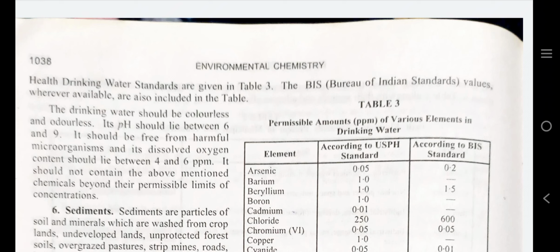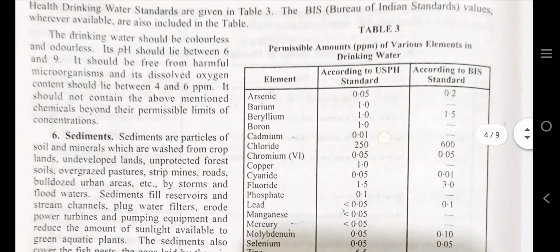The drinking water should be colorless and odorless. Its pH should lie between 6 and 9. It should be free from harmful microorganisms and its dissolved oxygen content should lie between 4 and 6 ppm. It should not contain the above mentioned chemicals beyond their permissible limits of concentrations.